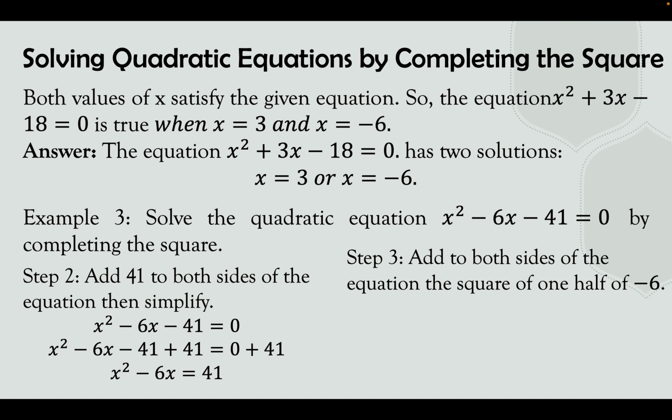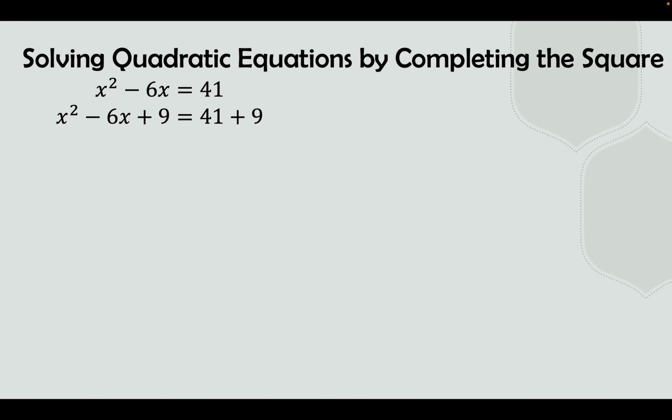So our b is negative 6, and half of it is negative 6 over 2, that is negative 3. The square of negative 3 is 9. So that means we need to add 9 to both sides. So we have x squared minus 6x plus 9 equals 41 plus 9. So we have x squared minus 6x plus 9 equals 50.